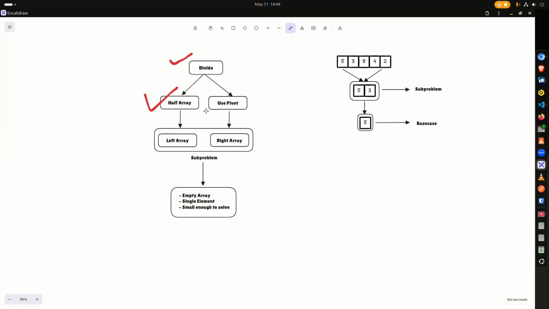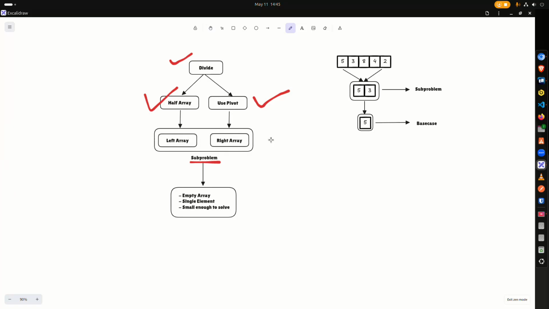Merge sort is also a divide and conquer technique, where we are using this halving technique. But in quick sort, we use a pivot. How are we going to use the pivot? I'll show you in the next steps. Basically, in the divide step, we are going to use a pivot mechanism to split the array. Using the pivot, we split the array into a left and right part, which becomes a sub problem. When you divide an array into two parts, you are creating two sub problems, and then you want to solve those sub problems.